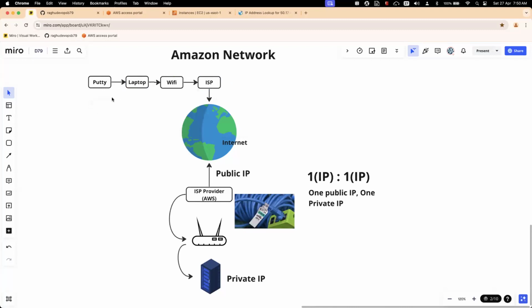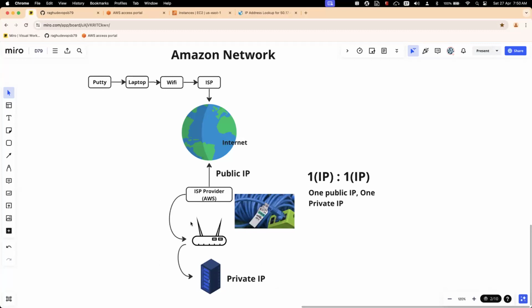So you have PuTTY in your laptop, and that connects to the Wi-Fi and your ISP. That means you're on the globe, and there is an address to reach, and your internet finds out that it belongs to Amazon. It reaches Amazon, and Amazon as the provider is giving a 1:1 ratio. That means they have information that this IP is pointing to this private IP, and all the way it reaches that particular server.